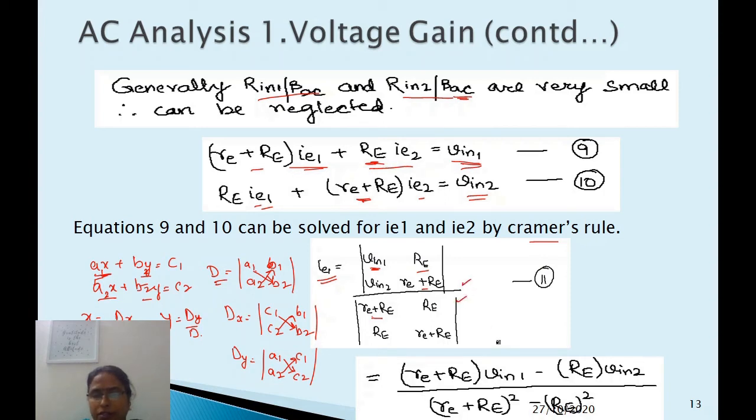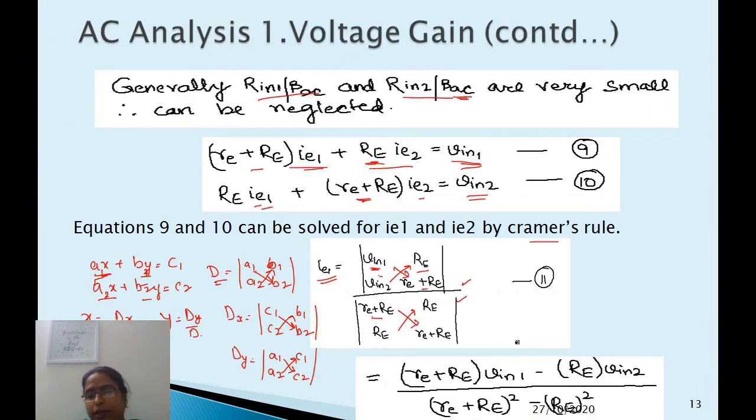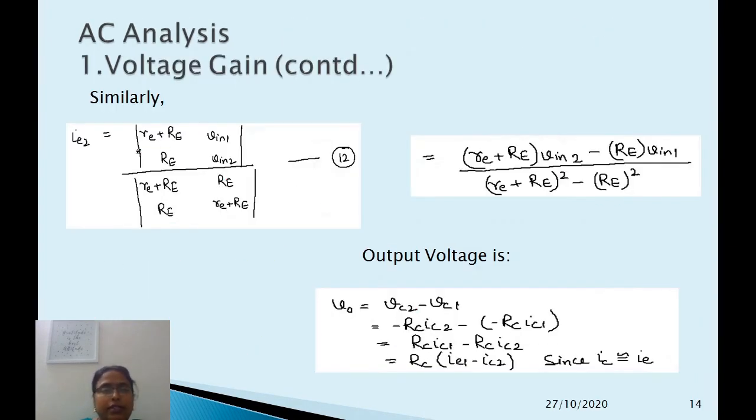So solving this, what we will get, cross multiplying: Vin1 into (RE plus RE) minus RE into Vin2, divided by (RE plus RE) whole square minus RE square. Solving this, we will get the value of IE1. Here we haven't solved it. Next, similarly find the value of IE2 by using Cramer's rule, which you can very well make out.